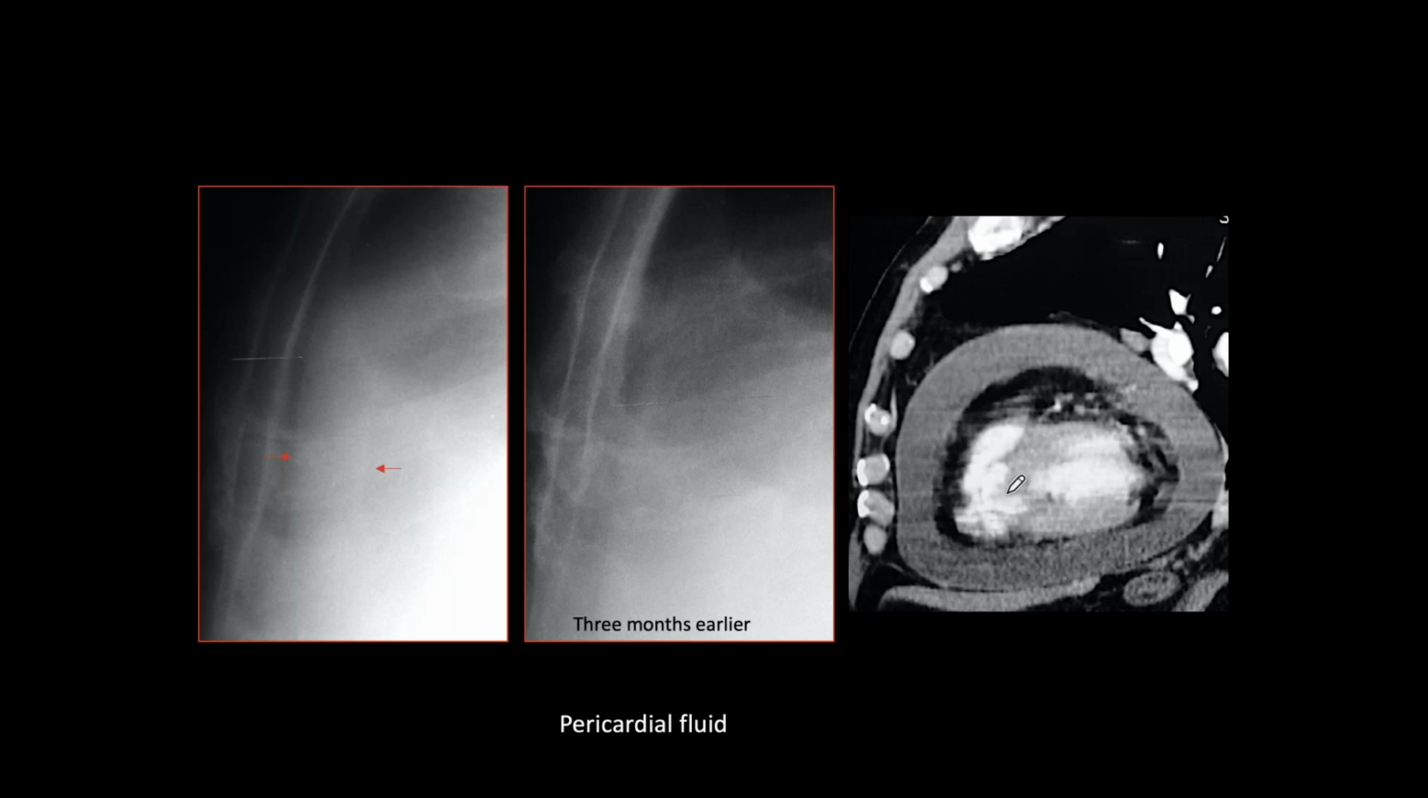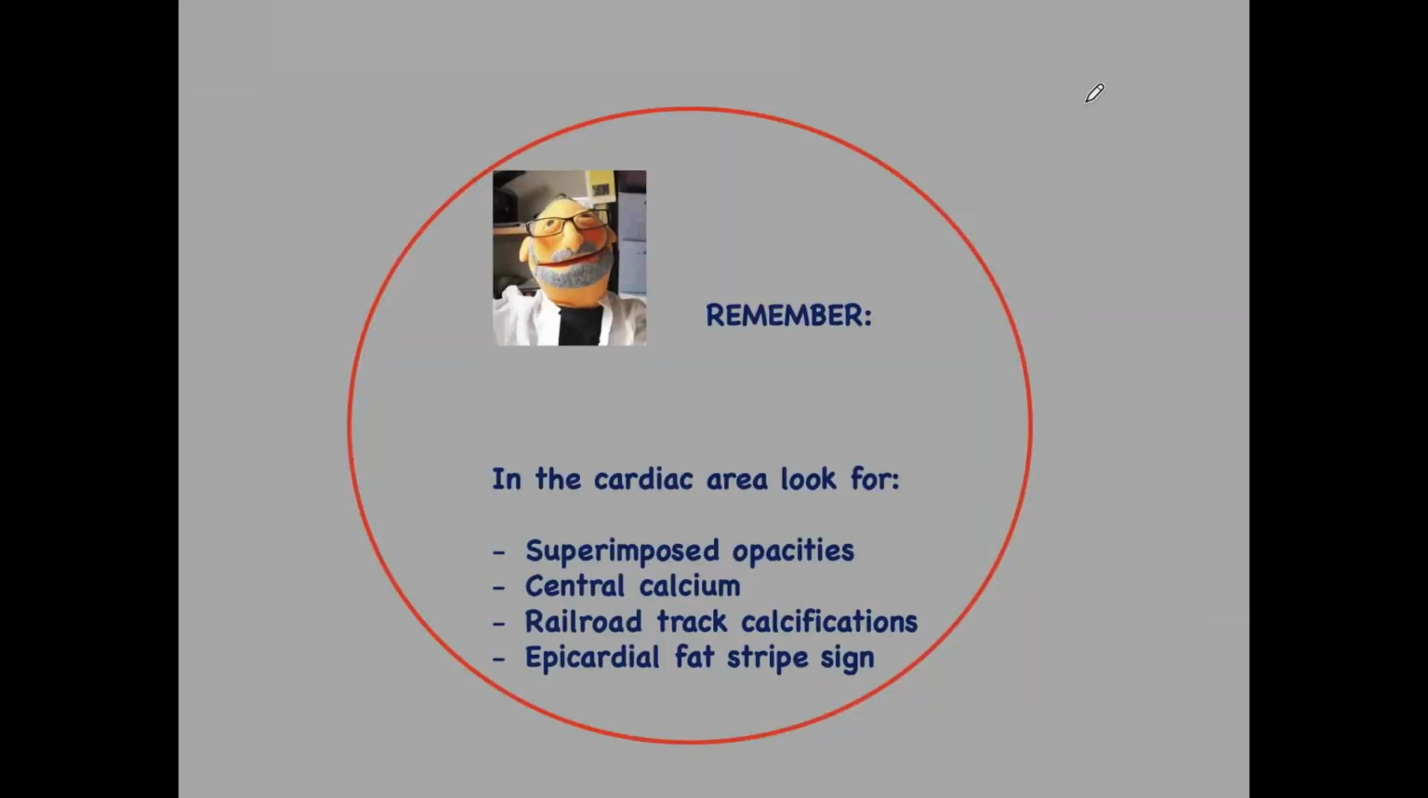Okay, and that's an important thing to look for in lateral views when you have an enlarged heart. Remember, in the cardiac area, always look for superimposed opacity. This is the most common thing that you are going to see. Look for central calcium, which is usually located in the aortic valve, railroad track calcification, usually in a stent, and the epicardial fat stripe sign. Did you see it? You can make an almost certain diagnosis of pericardial effusion.